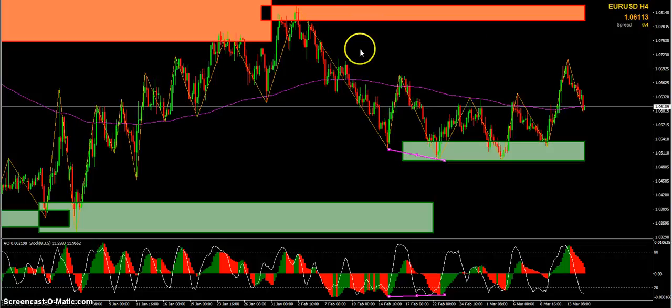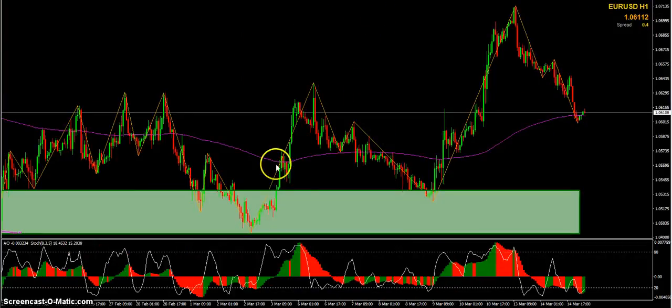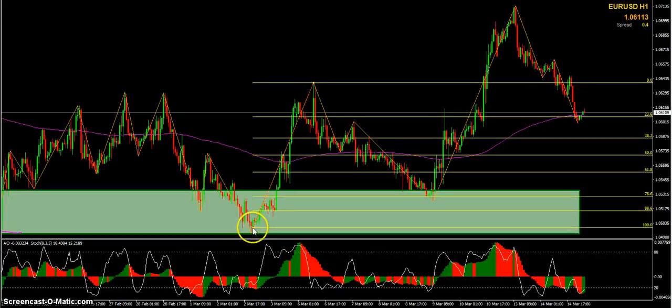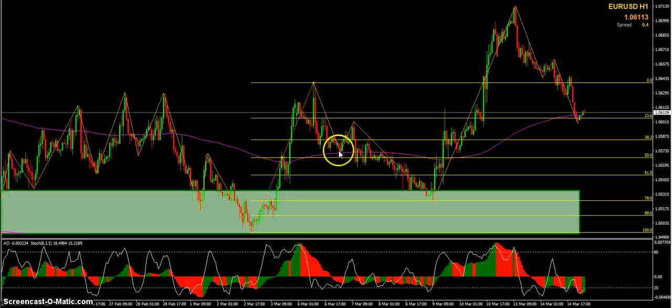We then jumped down to the 1 hour chart. We wanted to see the large AO pullback. So here we had our pullback of minimum 38.2. It's come back, it's touched the 200 EMA line. That's where I would have entered the market.